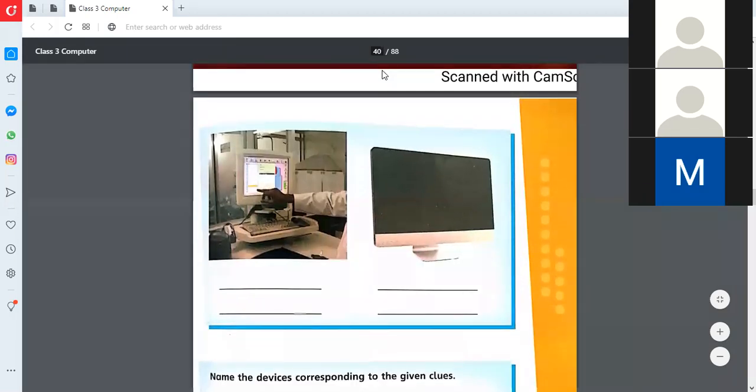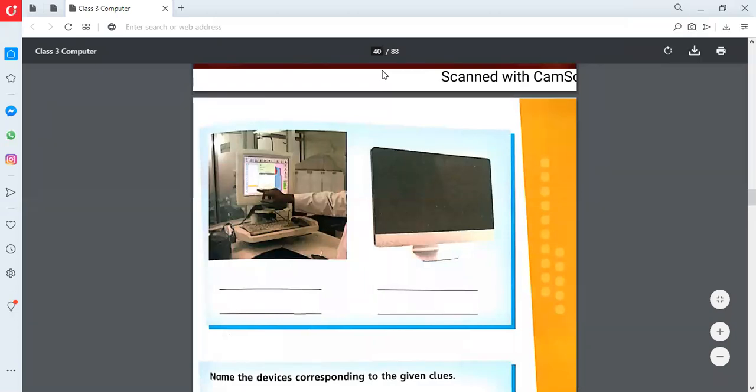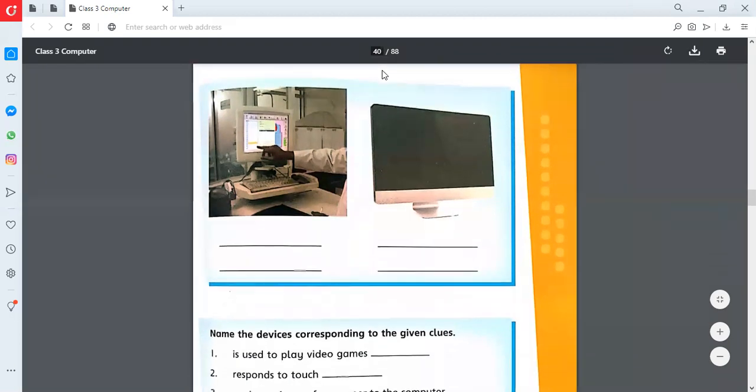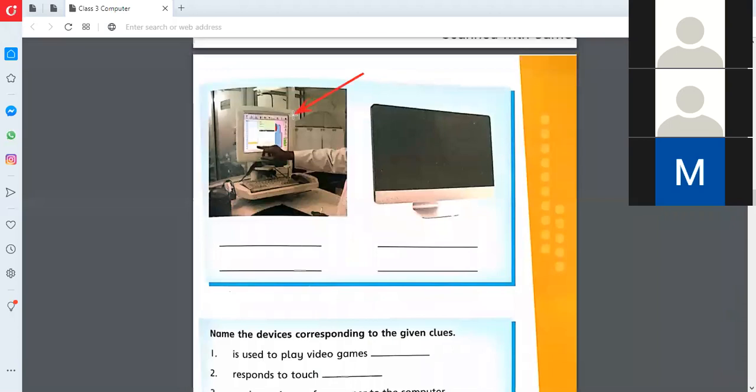Very good, Jihad. Very nice, Jihad. Very good. So, on the page number 35, we see two more pictures. The first picture is showing some sort of computer and there is a screen. The person is touching that screen.